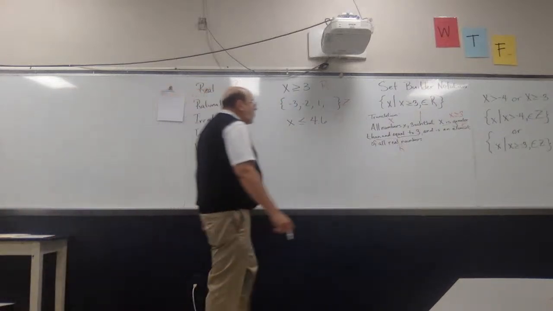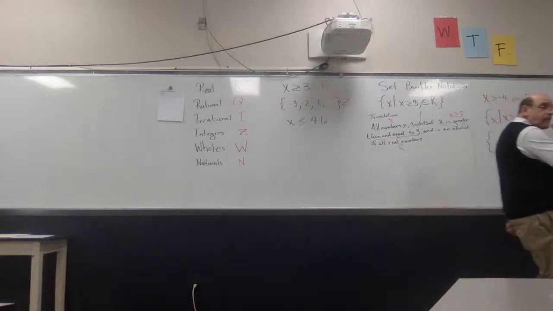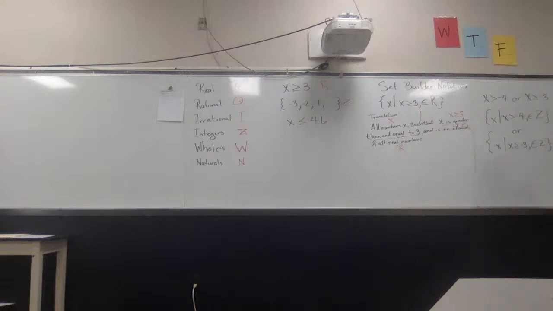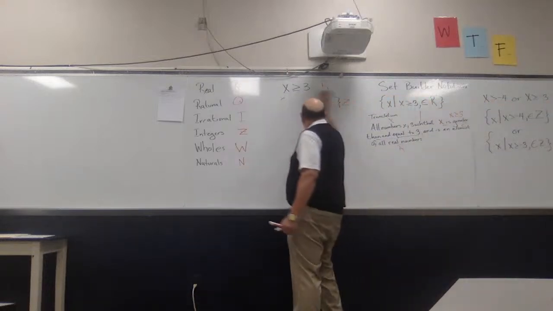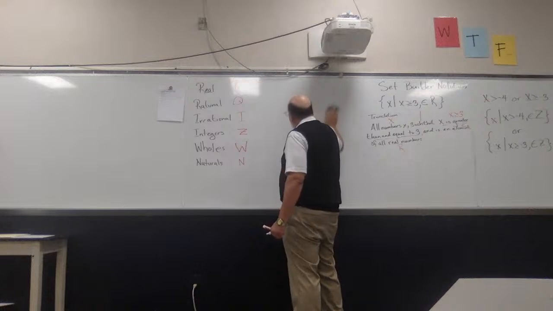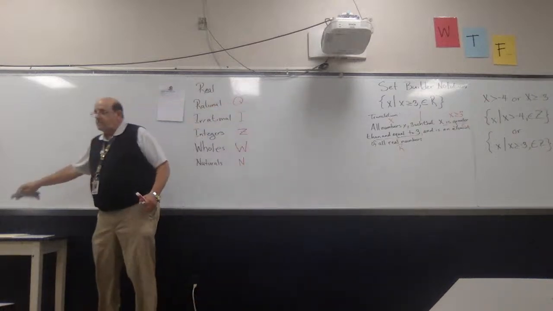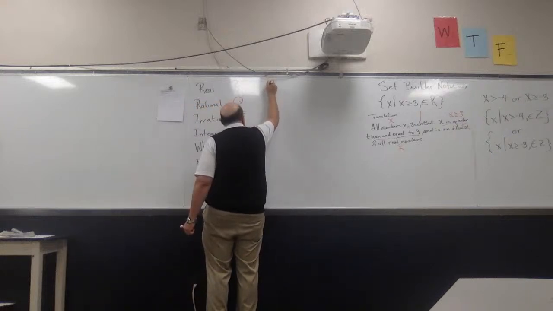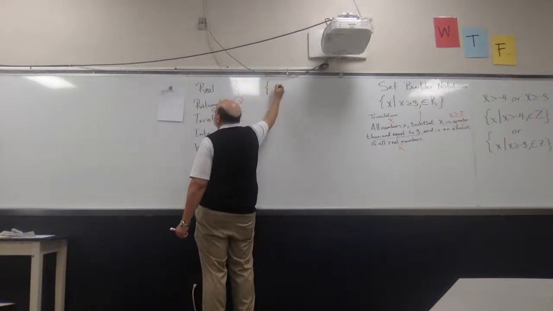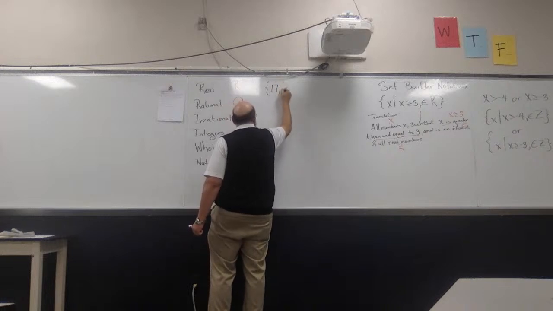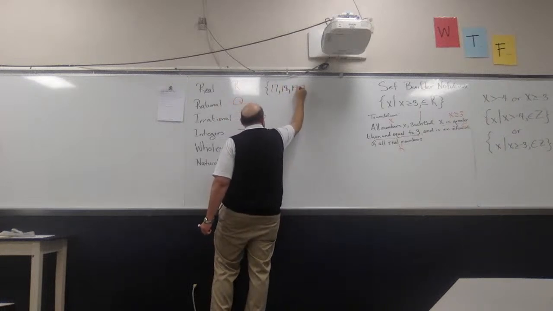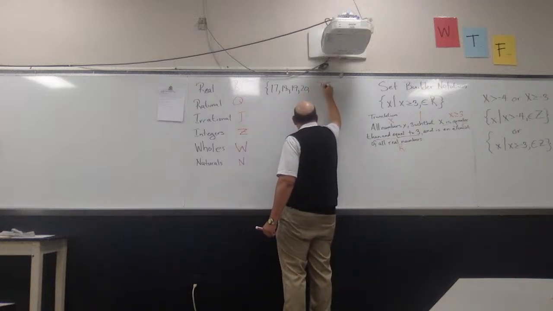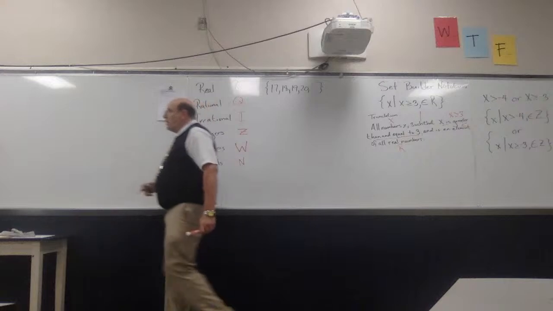Okay, we're going to move to number 1 on the sheet. Give me a chance to erase. Right here in the middle. Number 1 has a set that looks like this. I know you can see it, but I'm going to write it just in case. 17, 18, 19, 20, ellipses.